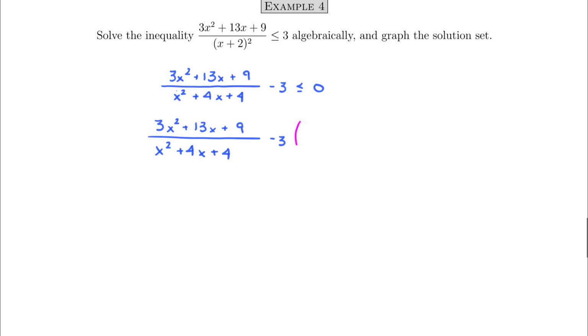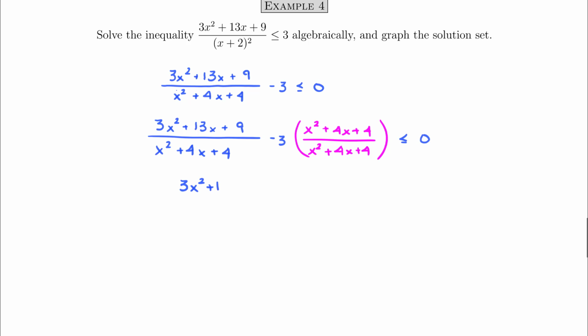And the way we do that is we just simply multiply it by the denominator that we already have over itself. Because what I'm writing here in the pink, I think we can all agree is essentially the same as 1. So we're not changing the value of the negative 3, we're just writing it in a different form to make this function easier to work with. So when we start to combine things, we distribute the negative 3 through the numerator, and that gives us negative 3x squared minus 12x minus 12. And then we'll write that over our common denominator of x squared plus 4x plus 4.